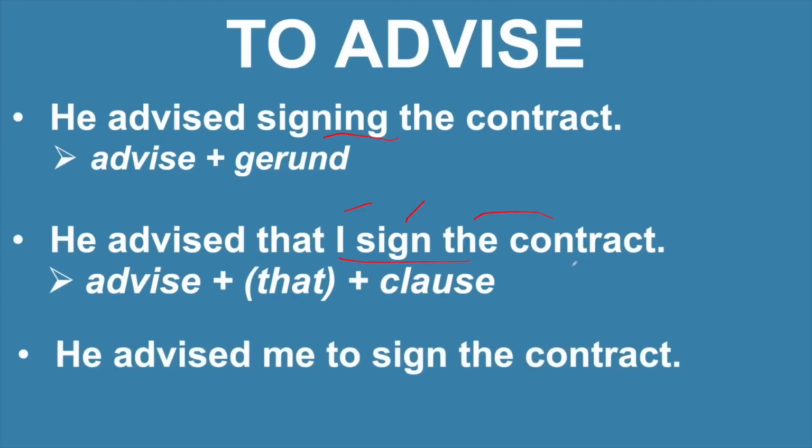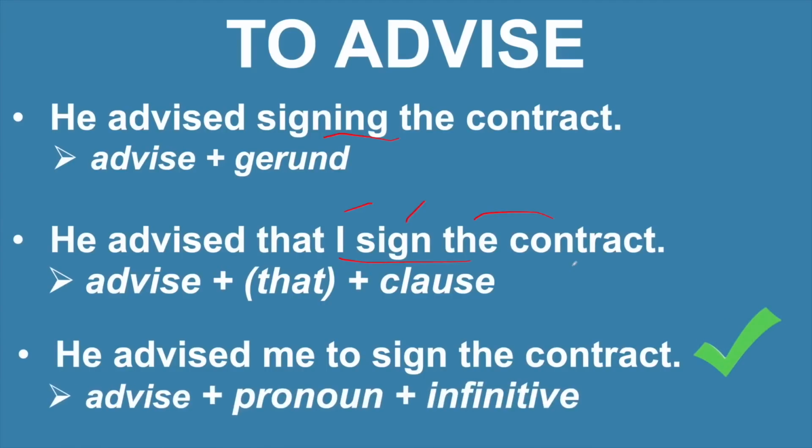Now, what about this sentence? He advised me to sign the contract. Advised me. He advised me. What do you think? Is this correct or incorrect? Well, this is correct. So with this specific verb, advise, you can have a pronoun. You can advise someone.